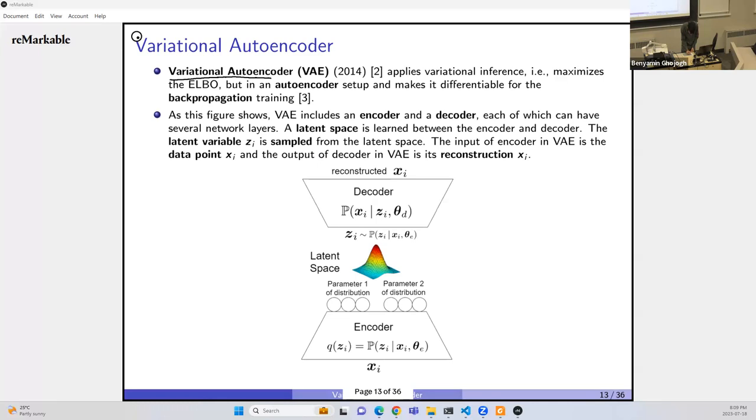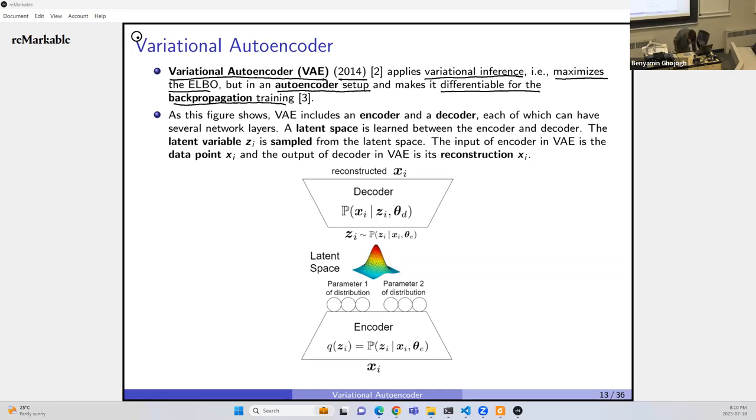So variational autoencoder was proposed in 2014. It's new. As far as I remember, Max Welling was one of the co-authors of this variational autoencoder, and he's one of the important scholars in machine learning. He's in Europe. Okay, so it applies variational inference. It maximizes the ELBO, but in an autoencoder setup. The name of this paper is Auto-Encoding Variational Bayes. They make it like an autoencoder, and make it differentiable for backpropagation training. So it uses backpropagation to maximize the ELBO.